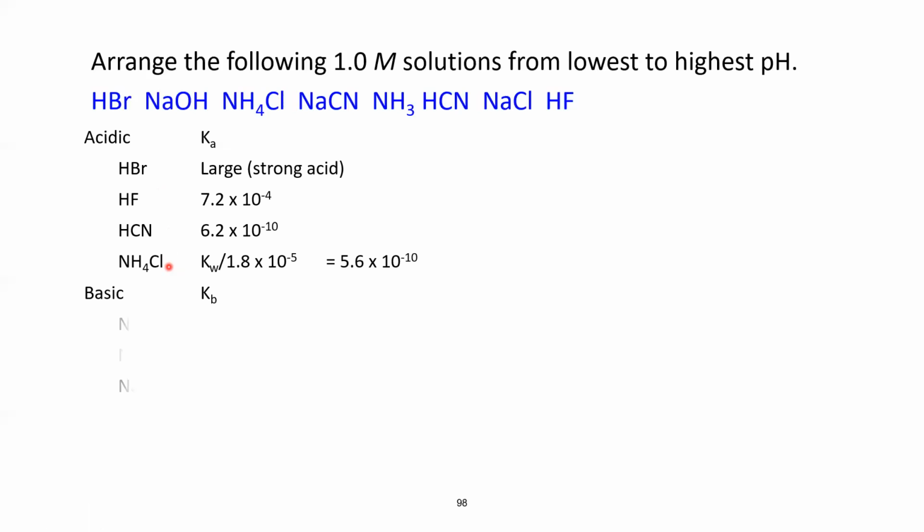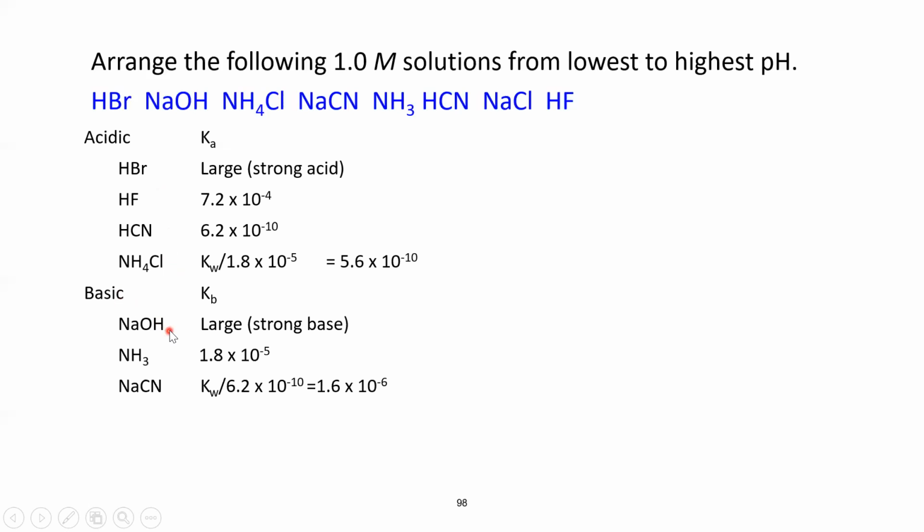Now, when we look at the bases, sodium hydroxide is the strongest base, so it's going to have the highest pH. Ammonia is a weak base, so it's going to have a high pH, not as high as the strong base, but it's going to be higher than anything else. And then the sodium cyanide is a salt that is basic in solution, so it's going to have a pH greater than 7. And then sodium chloride.